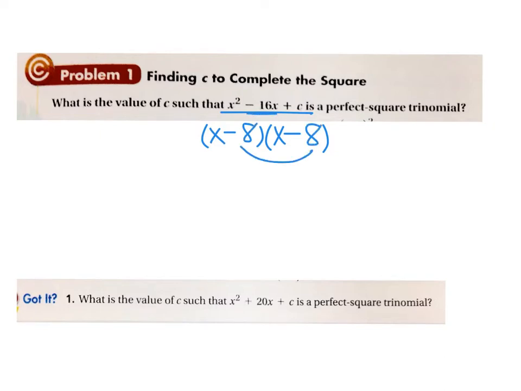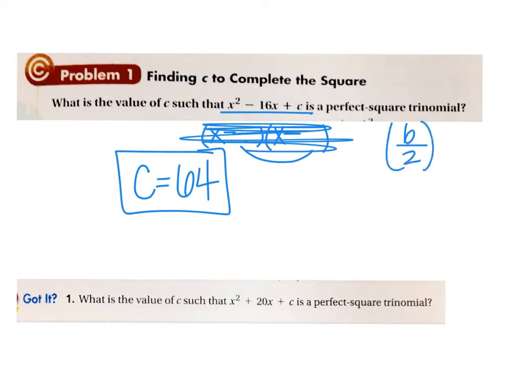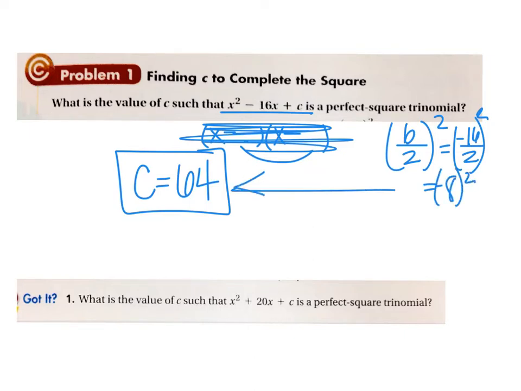And then if you multiply them together, what's negative 8 times negative 8? It's 64. So you're going to say C equals 64. That's your answer for that one. Now, if you didn't follow what I was saying there, there's also a formula. If you just wanted to know the formula, all you have to do is take half of b and then square it. So right here, b is going to be negative 16. So what's negative 16 divided by 2 and then squared? It's going to be negative 8 squared, which is the same thing. It's just another way to do it.